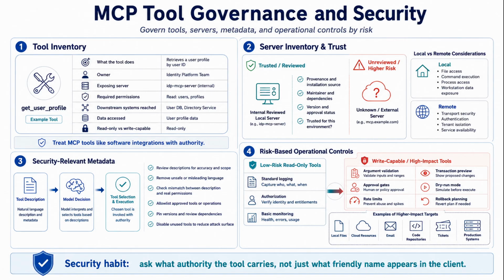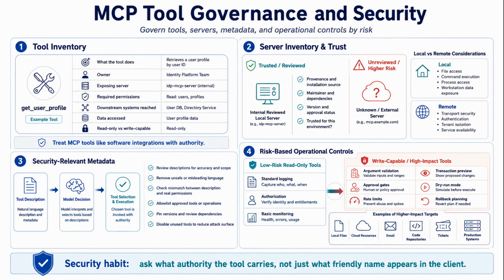MCP tools should be treated like software integrations with permissions, owners, and risk ratings. A tool inventory should record what each tool does, who owns it, what server exposes it, what permissions it requires, what downstream systems it reaches, what data it can access, and whether it is read-only or write-capable. A server inventory should capture provenance, installation source, maintainer, dependencies, version, approval status, and whether the server is trusted for the current environment. Trusted and untrusted servers should not receive the same treatment.